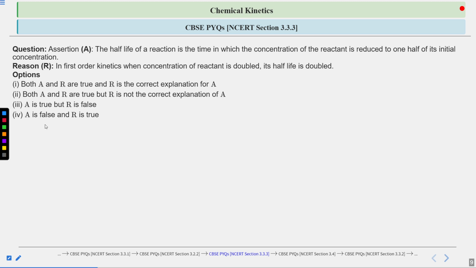The options are: both A and R, assertion and reason, are true, and the reason is the correct explanation for A; both A and R are true, but R is not the correct explanation of A; A is true, but R is false; or A is false, but R is true. So you are given some time, try to solve this. Then we will see which option will be the correct answer.